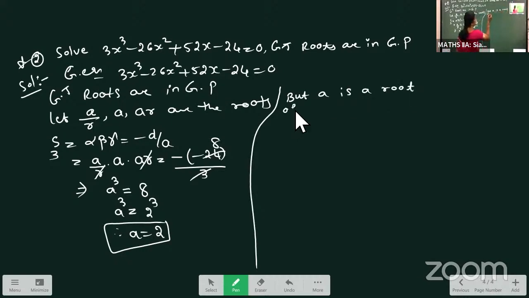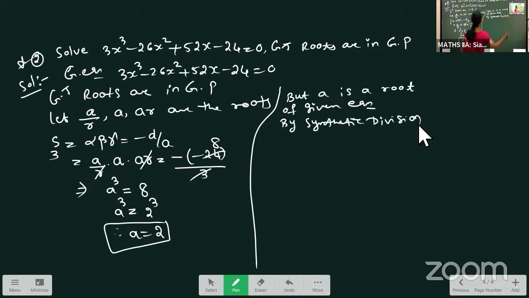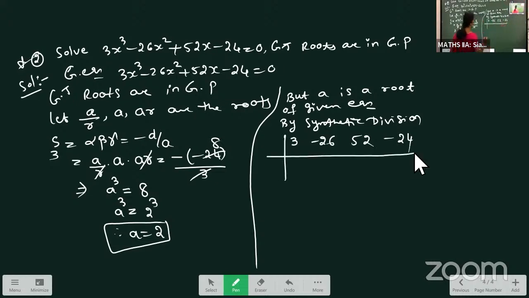Since a is a root of the given equation, immediately what do we have to do? Use synthetic division. By synthetic division, take the coefficients in order. What are the coefficients of the given equation? The x cube coefficient is 3, x square coefficient is minus 26, x coefficient is 52, and the constant is minus 24. We divide by the value we got, a is equal to 2.